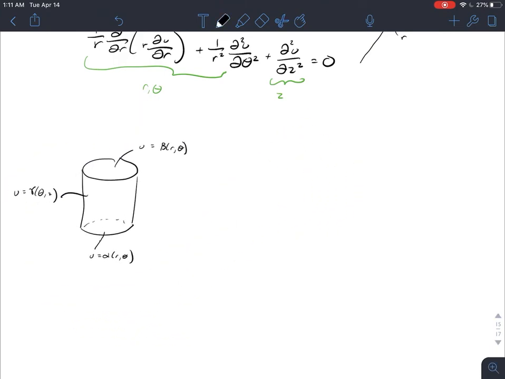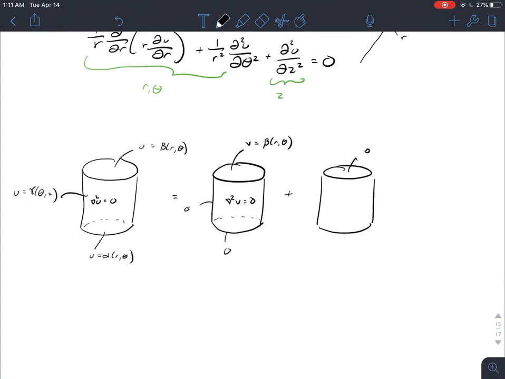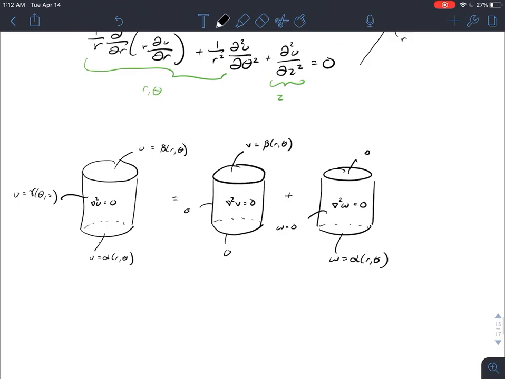So in order to solve this problem, we have to split it up into its appropriate parts. Remember that we can only solve these problems if one of the sides is non-homogeneous, right? Because if any two of the sides were non-homogeneous, we would not have enough information to be able to solve for the eigenvalues. So I'm going to break this up into v, which is beta on top and 0 everywhere else, plus w. Let's make the bottom of w be equal to alpha of r, theta, the non-homogeneous one, and the side of w be equal to 0.